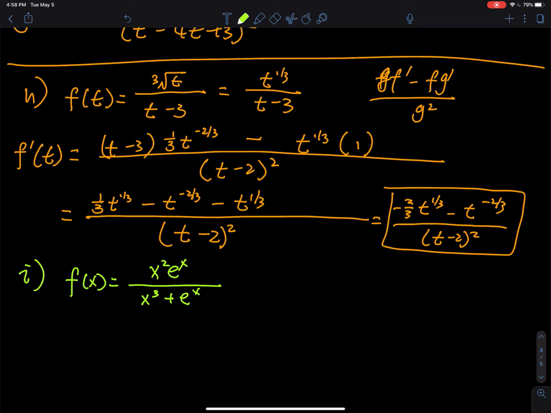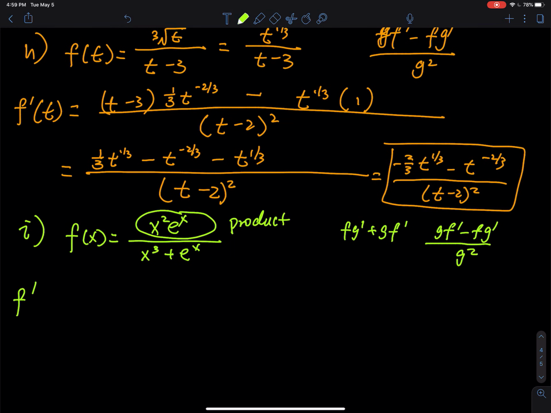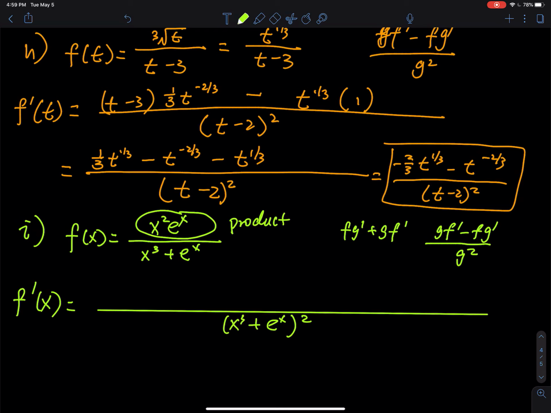So we have a product inside a quotient. Product is f g prime plus g f prime. Quotient is g f prime minus f g prime divided by g squared. Okay, so let's take the derivative f prime of x, long fraction bar, divided by g squared, right? So x to the third plus e to the x, squared. All right. We copy the denominator, x to the third plus e to the x, and then what do we do?